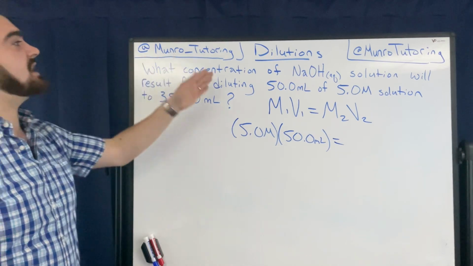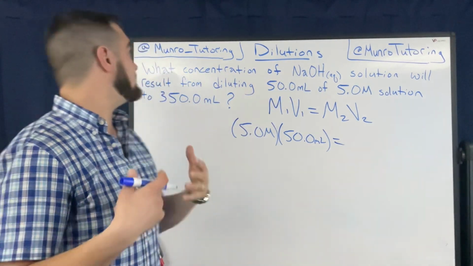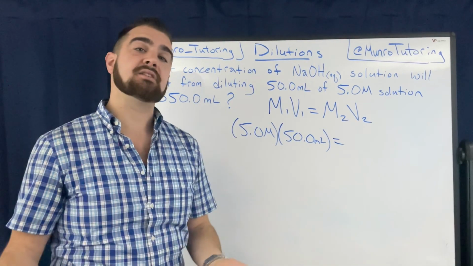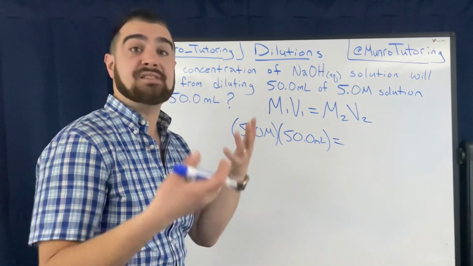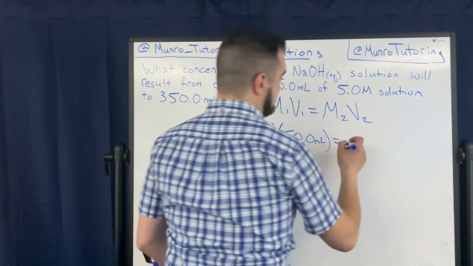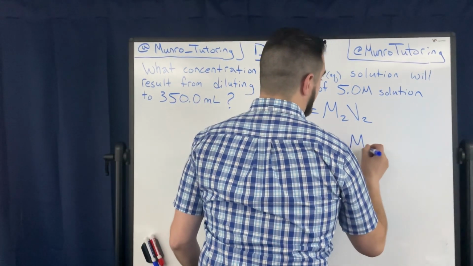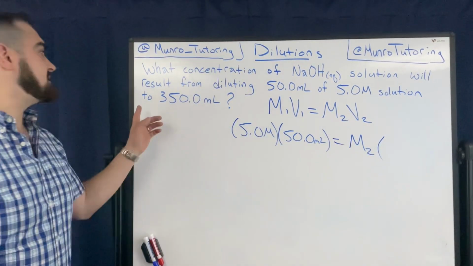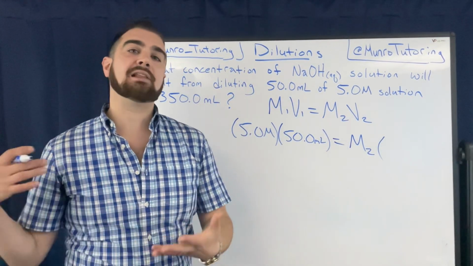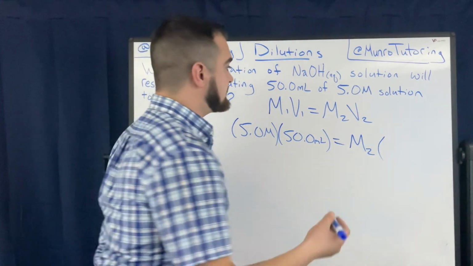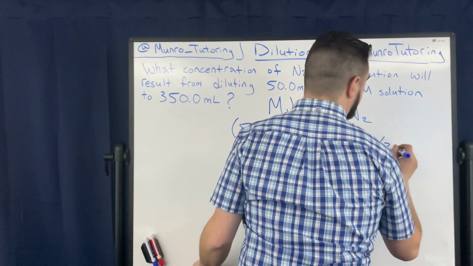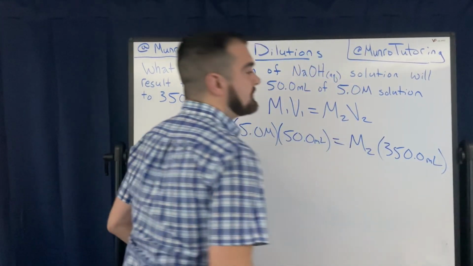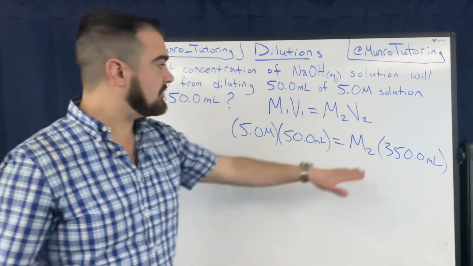We don't have M2, right? Because they say what concentration of this stuff is going to result from diluting it. So we don't know what M2 is, so we just leave it as a variable, M2, and that's what we're going to solve for. And then the second volume is 350 milliliters. That's what we're diluting this to, right? So that's 350.0 milliliters.